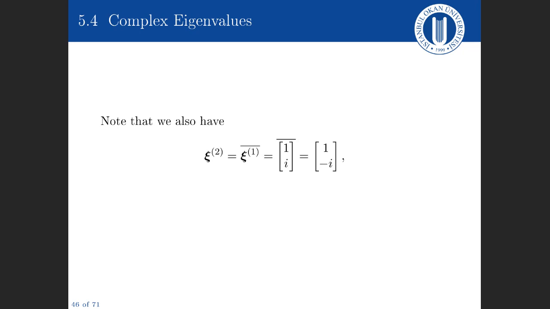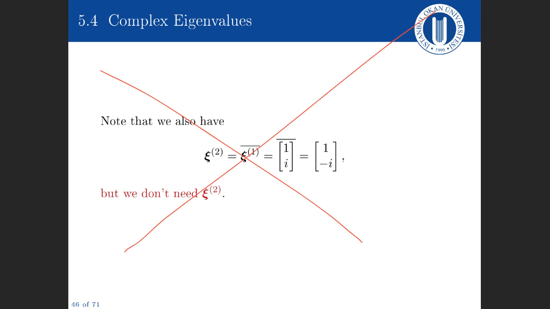Now, note that the second eigenvector is the complex conjugate of xi1, that's the complex conjugate of the vector (1, i). The complex conjugate of 1 is just 1, and the complex conjugate of i is minus i. So the second eigenvector must be (1, minus i). But we don't need this. We're only going to be using r1 and xi1. So forget about this.